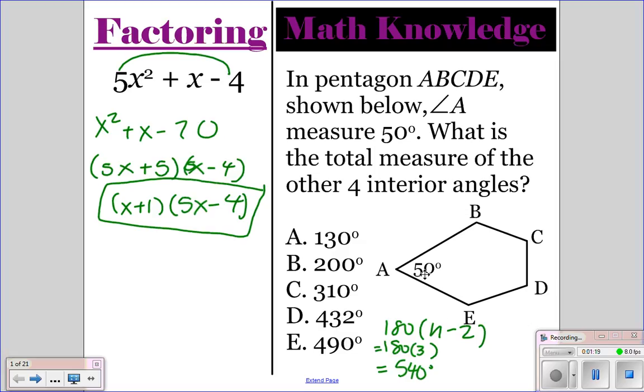If we know that one of the angles is 50, that means that the other 4 are going to have to be 490 degrees. You're just going to say 540 minus 50 degrees.